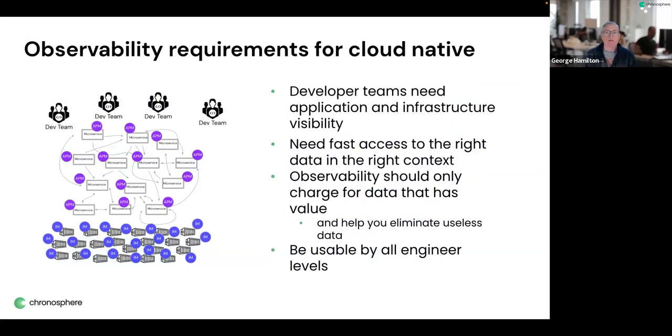And so there are some things that you absolutely have to have for observability, especially in a cloud native environment. And of course, the first thing is that the developer teams absolutely have to have visibility through the full stack, from the application all the way down to the infrastructure. Importantly, they need to be able to get really fast access to the right data and in the right context.